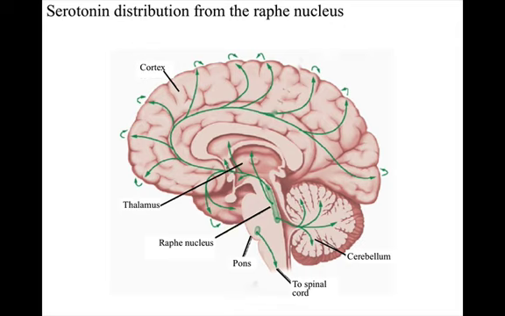And a couple of other examples are the tuberomammillary nucleus in the hypothalamus that projects histamine, and even the midbrain dopamine neurons that, in addition to their role within the basal ganglia, project extensively all across the brain.